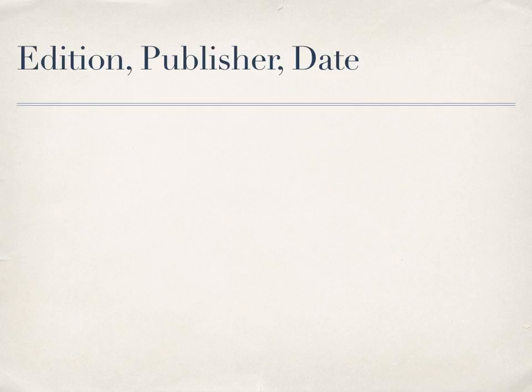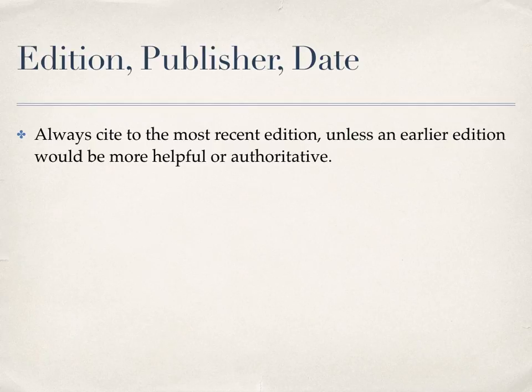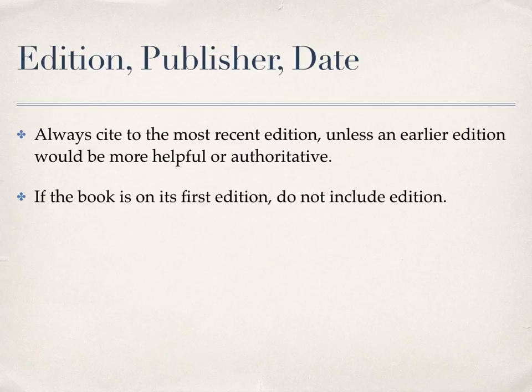The last component of your citation to a book is actually going to be in a parenthetical, and this is going to include your edition, maybe your publisher, and your date. In general, you want to cite to the most recent edition of a book, unless an earlier edition would be more helpful or authoritative. If the book is on its first edition, do not include the edition.